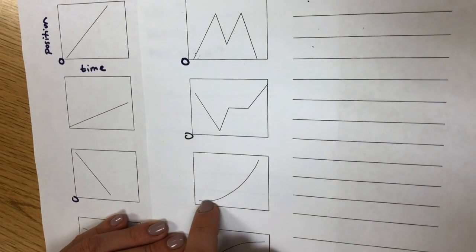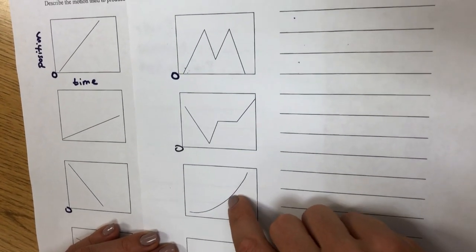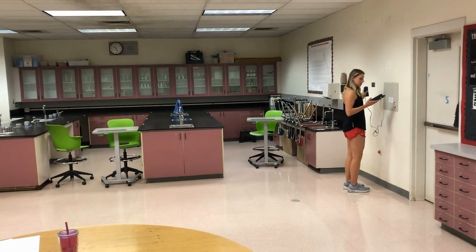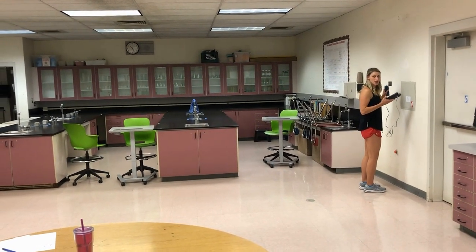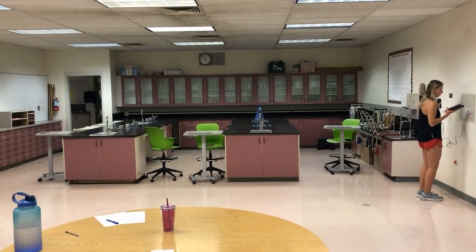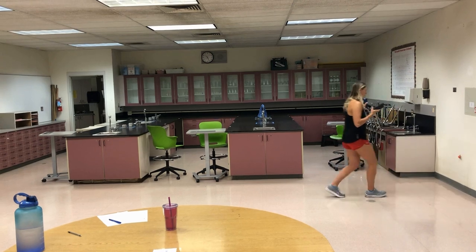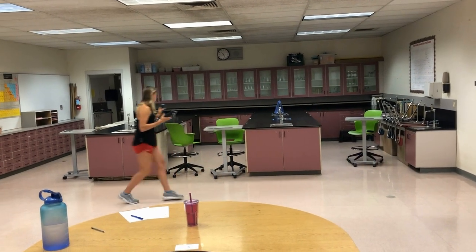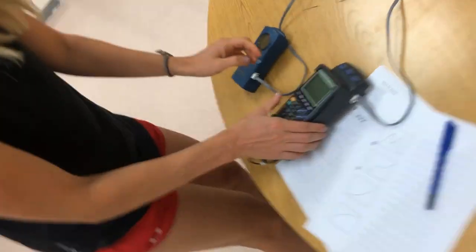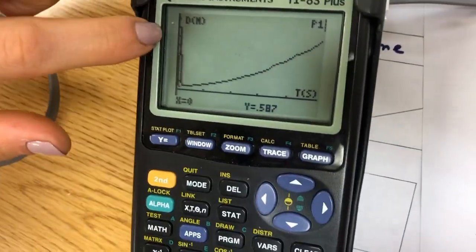Think about what the slope is right here. Think about what the slope would be right there. Oh, and where do I start? Ready. All right, so we changed the time to 5 seconds this time, because it shouldn't take me that long. And go. Stop. All right. Okay, so I messed up a little bit in the beginning.